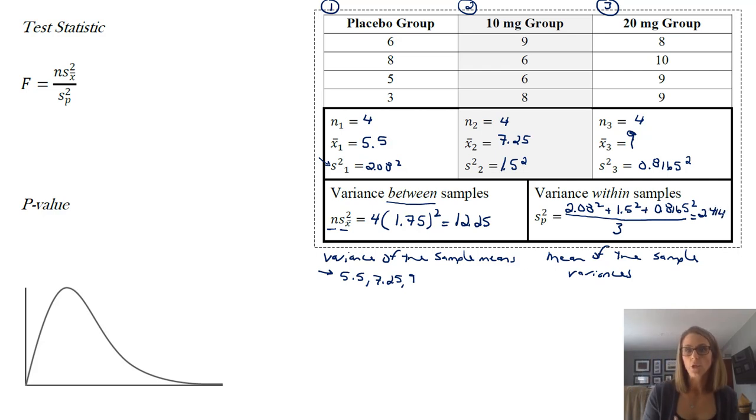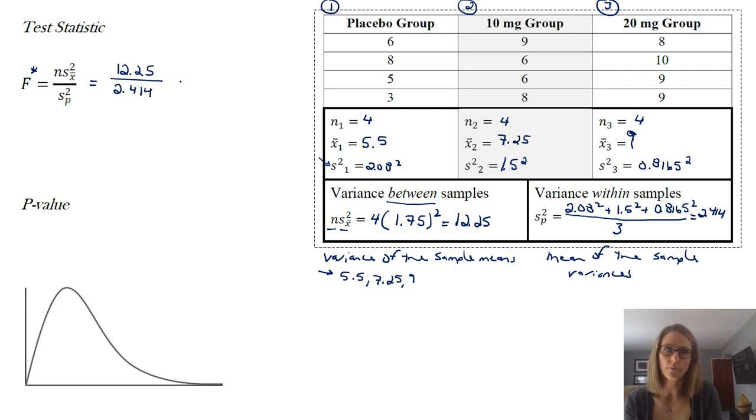And then this is the key to see. The key thing to see is this test statistic, you can call it F star if you want, is that value, 12.25 divided by 2.414. That's actually what your test statistic is. Now, it's not going to be often that I would ever ask you to find the test statistic because you can see how much work it is. It's a whole lot of work, especially depending on what your sample sizes are.